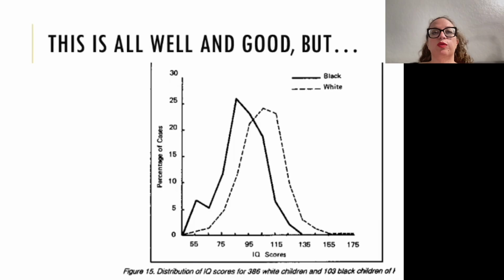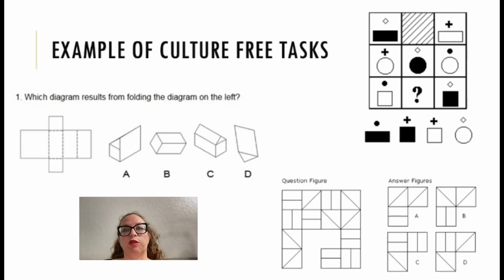So if we take a look, we see the general normal curve shape that we would expect, with both groups having means or averages toward the center. And we do see a specific discrepancy between our two groups. We do see that black children are scoring generally lower than white children, and this was used in a segregationist argument. So the problem here is that there was culture embedded into the intelligence test.